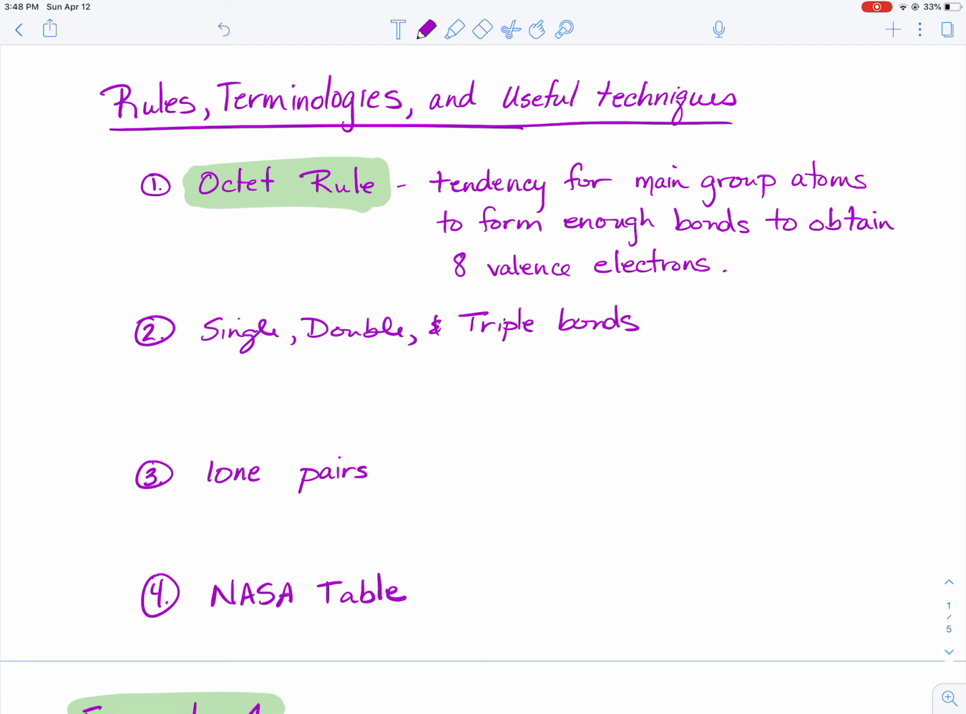The Octet Rule says that main group atoms, these are atoms that tend to be in groups 1 and 2, or 3 through 8, if you will, tend to form bonds to obtain 8 valence electrons. Now, I just mentioned group 8. Well, group 8 already has 8 valence electrons, so its tendency to form bonds is very low. Most often we call those noble gases or inert gases, and they won't form bonds because they already have 8 valence electrons in their outermost shell.